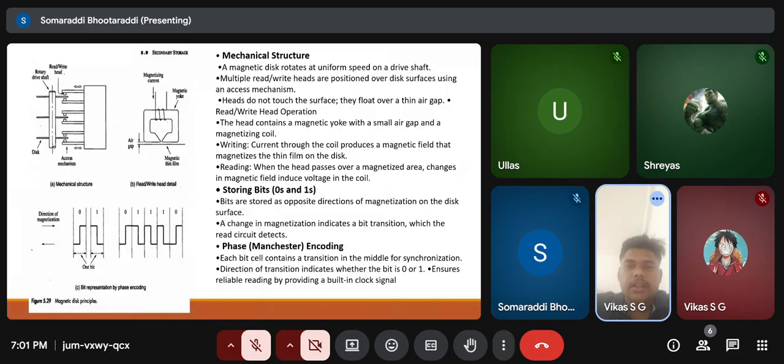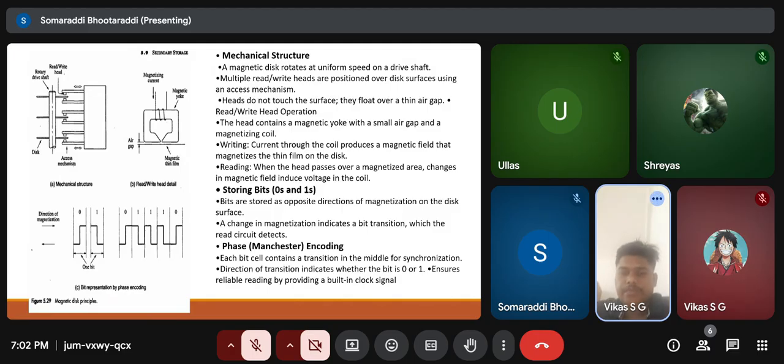Manchester encoding. This encoding method ensures that every bit contains a transition in the middle. This middle transition acts as a clock signal, and the direction of the transition tells whether the bit is 0 or 1.